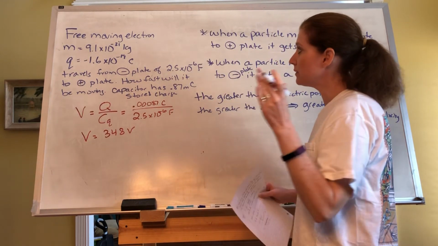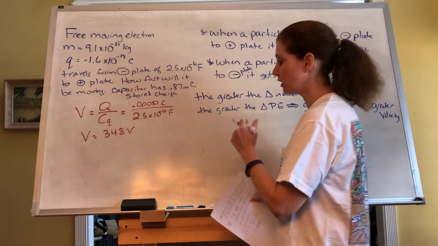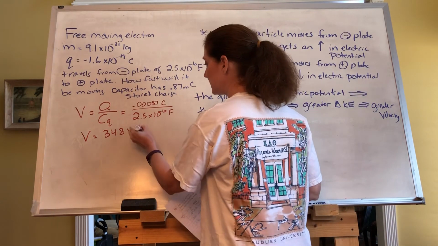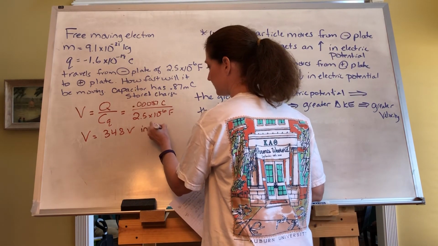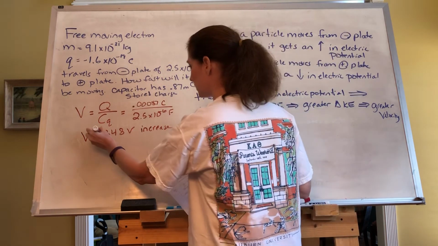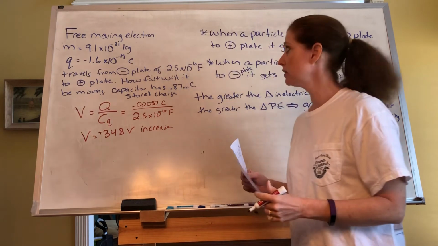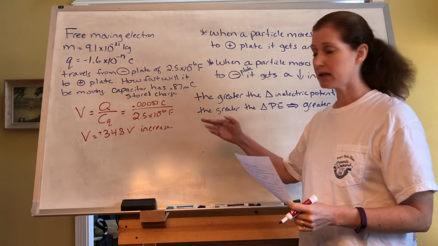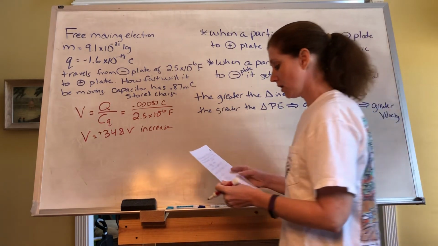All right, since we're going from the negative plate to the positive plate, then we know that that is an increase. We're changing our electric potential as an increase, so we know that that's going to be positive. If we went from positive to negative, it would have been a decrease.